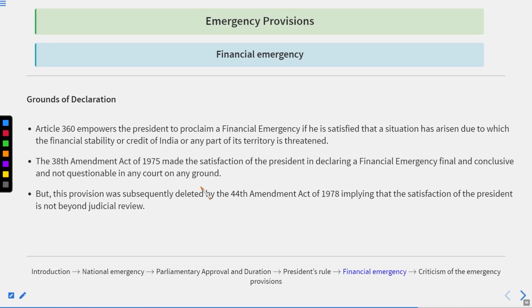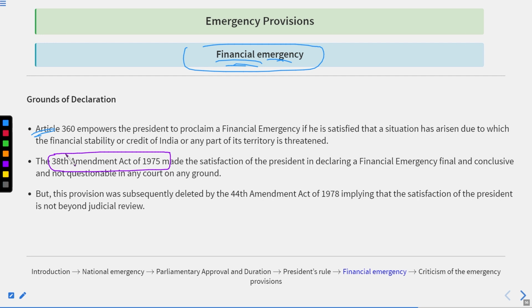Okay. After this, now we have the financial emergency. Let's finish it. Grounds of declaration. Article 360 basically empowers the President to proclaim a financial emergency if he is satisfied that a situation has arisen due to which the financial stability or credit of India or any part of its territory is threatened, all over the country or any part. The 38th Amendment Act of 1975 made the satisfaction of the President in declaring a financial emergency final and conclusive and not questionable in any court on any ground.